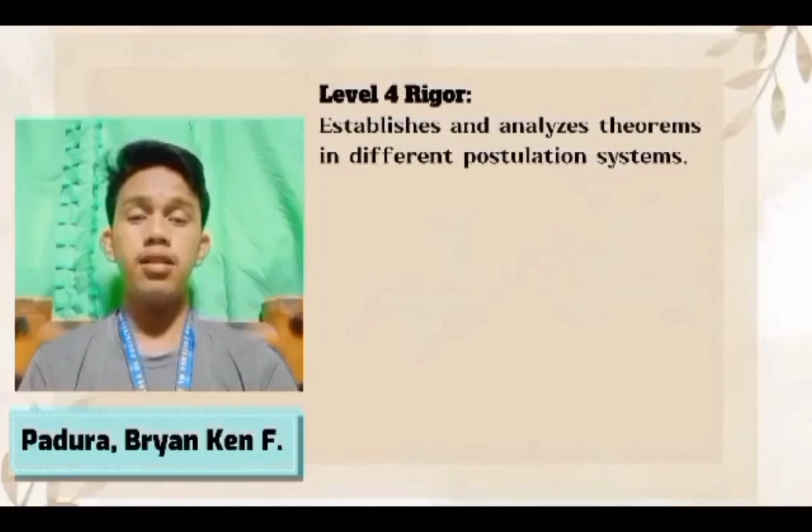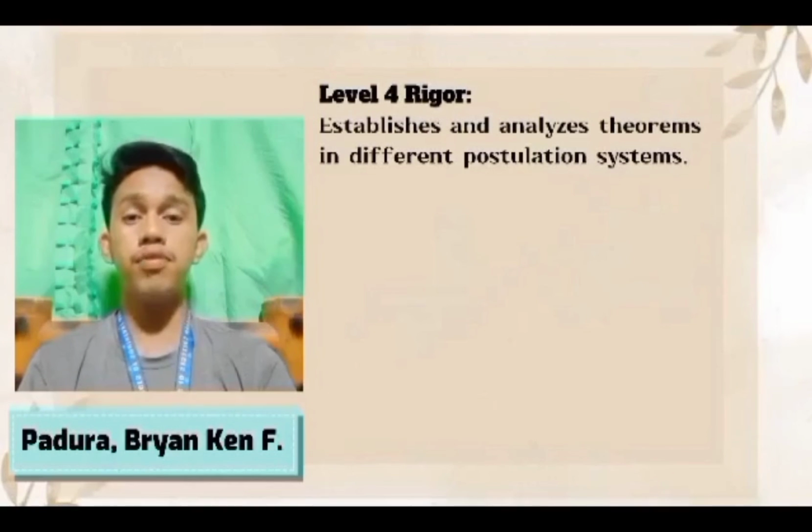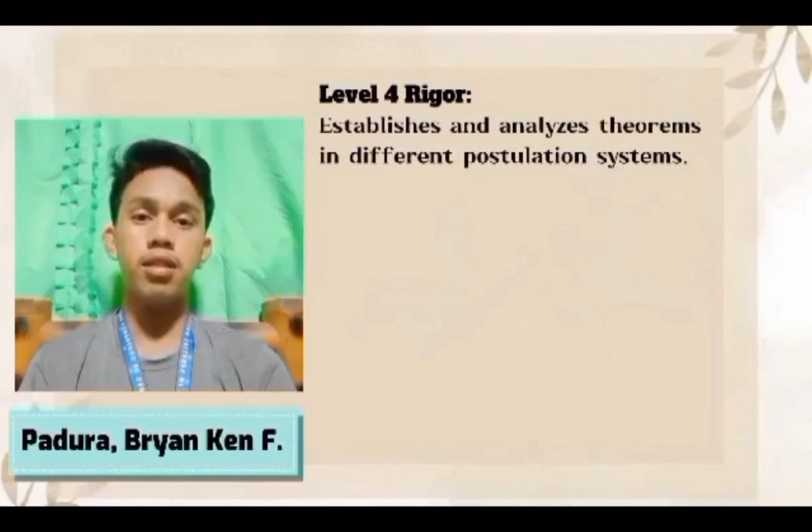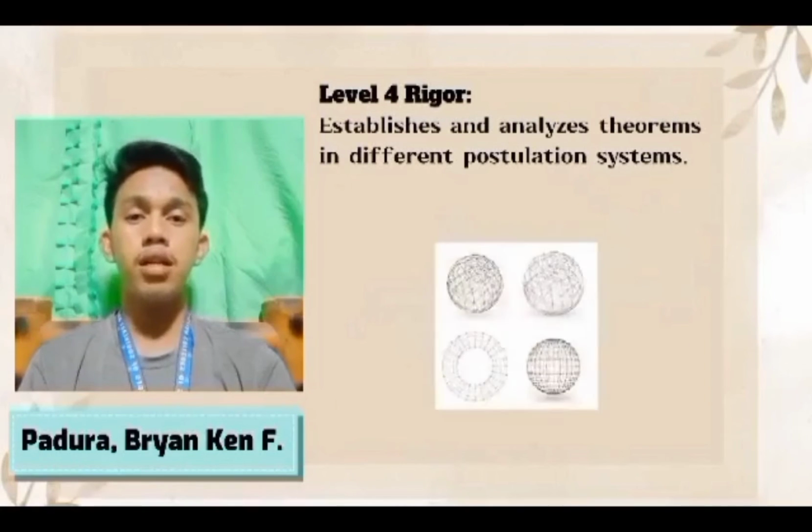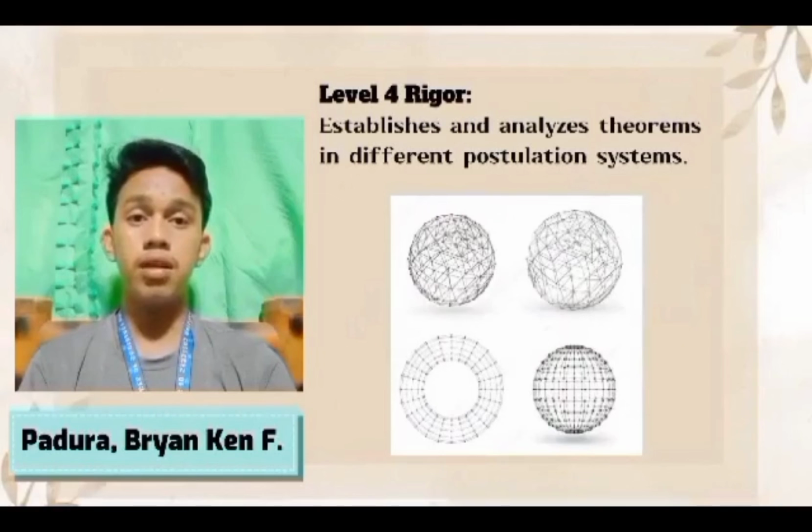Level 4, Rigor. It establishes and analyzes theorems and different postulational systems. In this level, students understand how different geometrical systems relate and have the knowledge to create proofs of why certain rules are applicable in the geometrical system. For example, in spherical geometry, lines are drawn on a sphere rather than anything else. This is because it is spherical geometry, so the line must be drawn on a sphere.